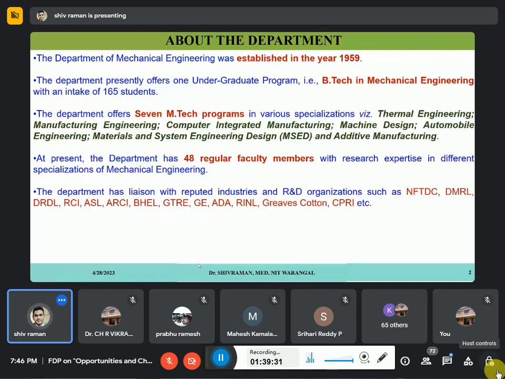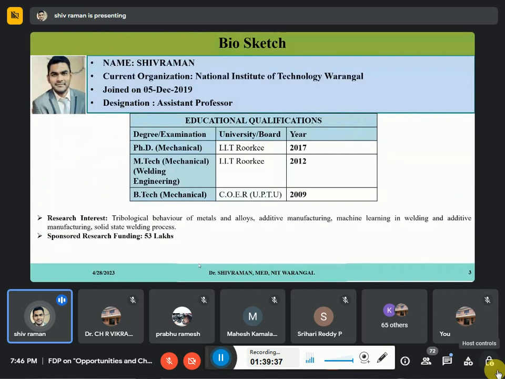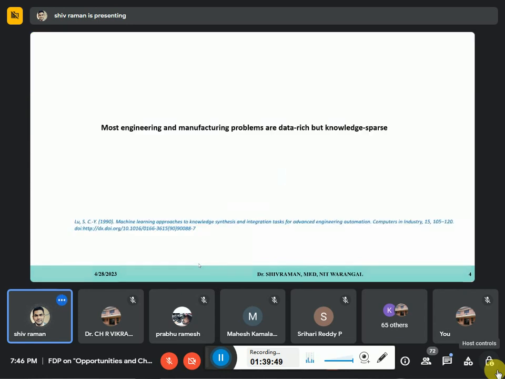Coming to my introduction, which has already been discussed, currently I am working on 2 projects with funding of around 53 lakhs, sponsored by ARDE and DRDL. We are also working with ISRO on one of the problems related to a machine learning model.